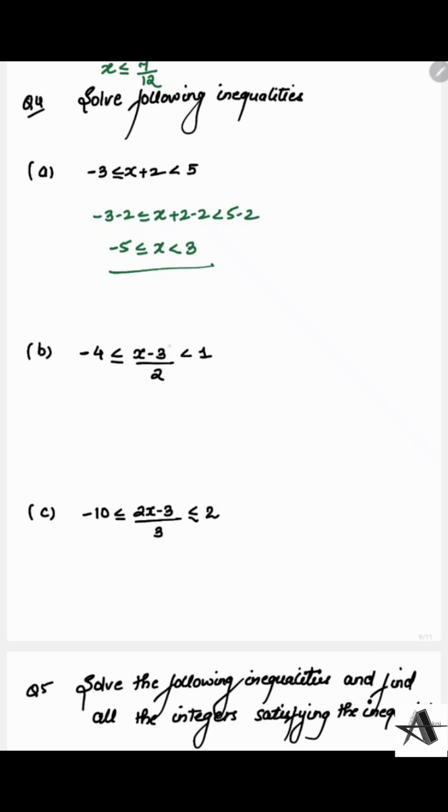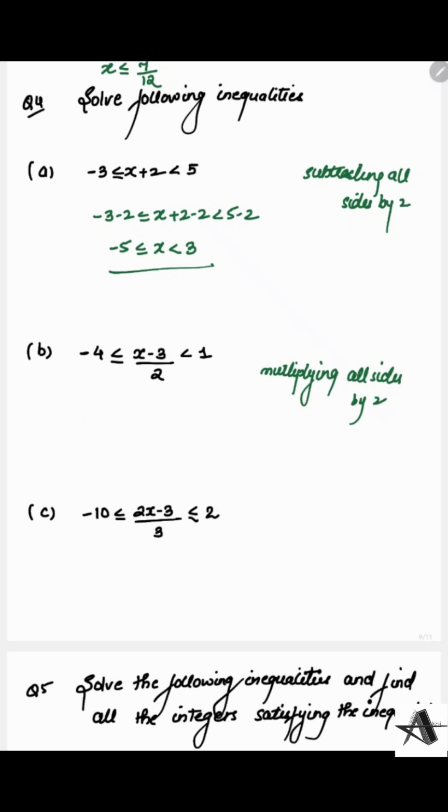Here obviously to isolate x, this is whole divided by 2, so I need to multiply all the sides by 2. So I can say multiplying all sides by 2, and here I can say subtracting 2 from all sides.